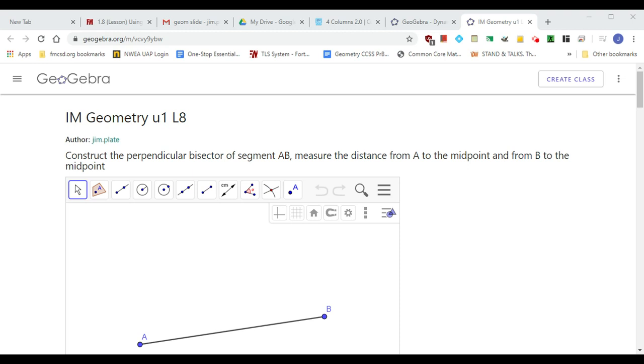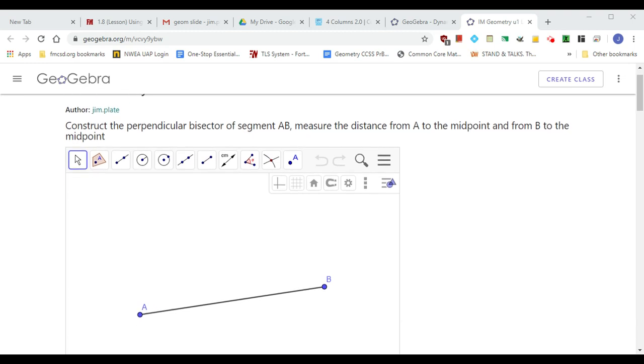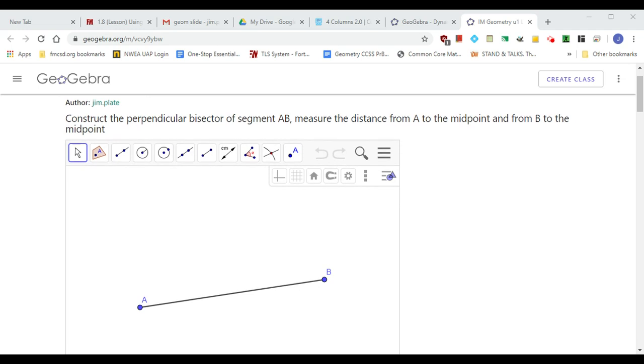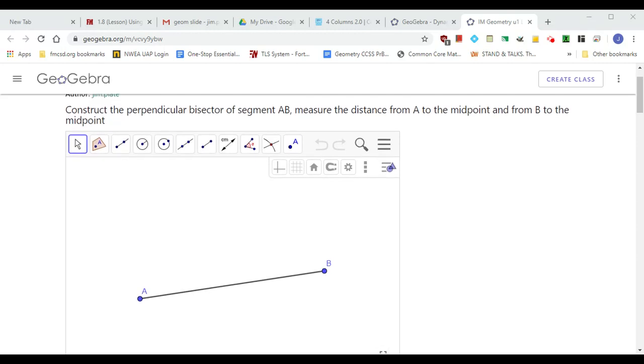Okay, welcome to the Unit 1, Lesson 8 video. When you look at the lesson, it's basically just reading through it and seeing what we've been doing in the past, because we've been doing all of our constructions using technology anyway. So I'm going to go through these constructions, and these are all things that you should be able to do and recognize the different steps in there and identify what is going on.